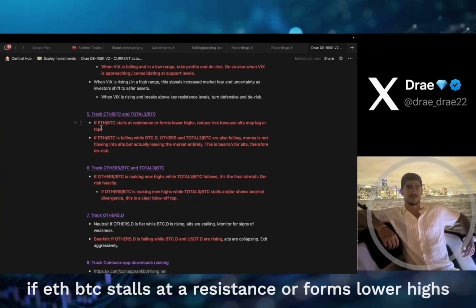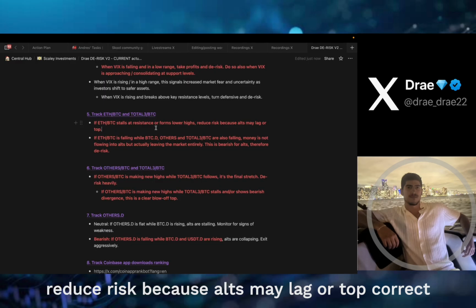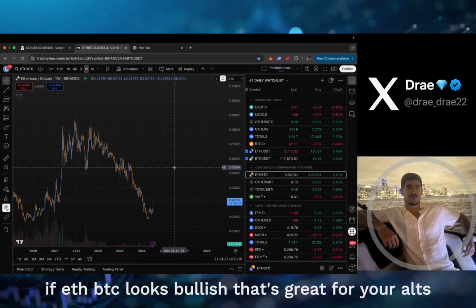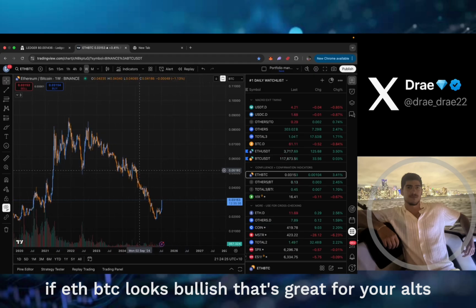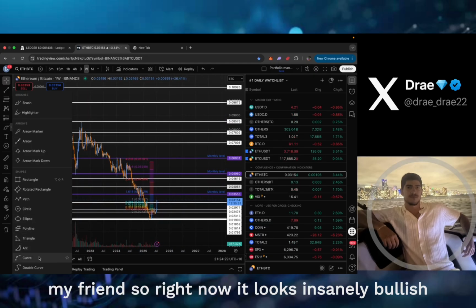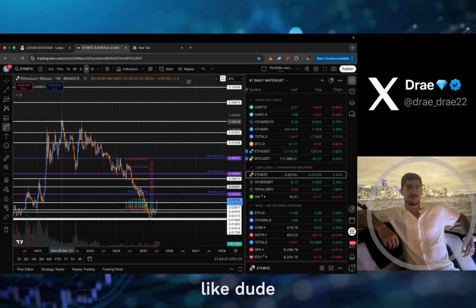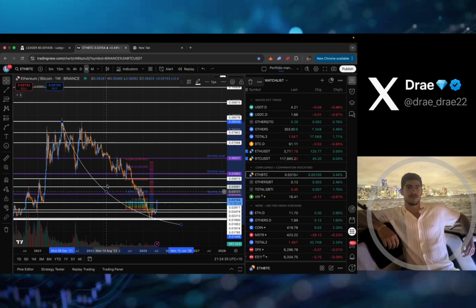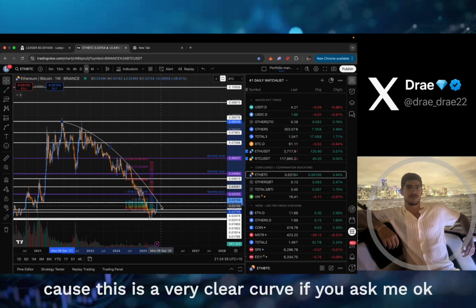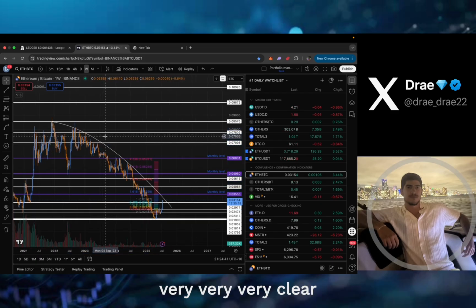So, if ETH BTC stalls at a resistance or forms lower highs, reduce risk because alts may lag or top. Correct. In essence, it's just saying if ETH BTC looks bullish, that's great for your alts. If it looks bearish, that's not good, my friend. So right now it looks insanely bullish. Like, it's full bottoms. Let me draw a bit of a curve, because this is a very clear curve if you ask me. Okay, very clear.